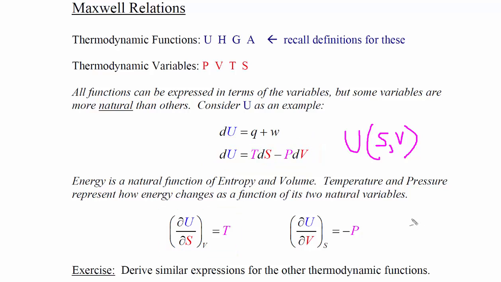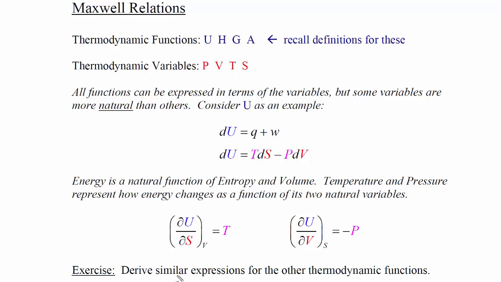We can look at the other variable the same way and derive that the partial of U with respect to V is equal to minus P. And that's where we derive this equation. Remember, we do have to hold the other variable constant. So it's the partial of U with respect to V with entropy constant is equal to minus P. So all of the thermodynamic functions have relationships like this, and all of them are natural functions of certain variables.